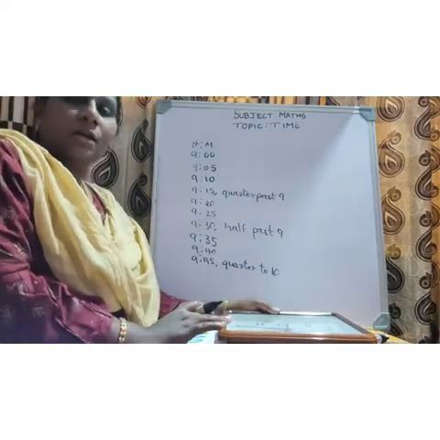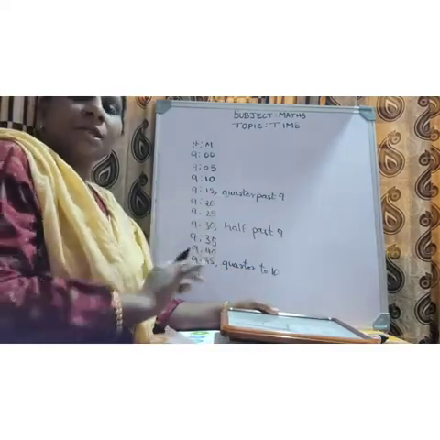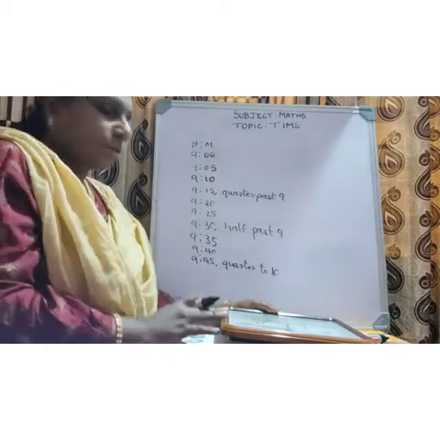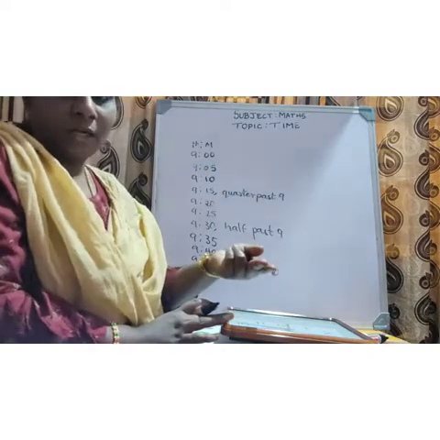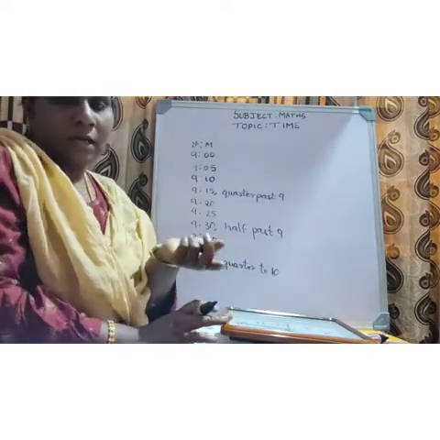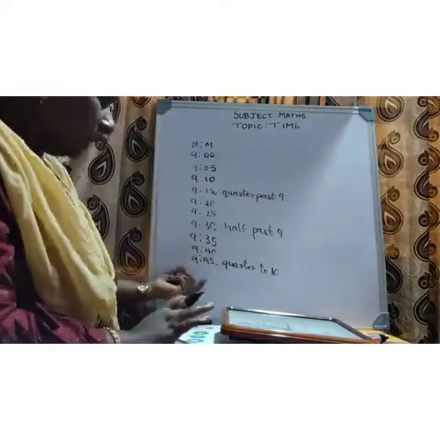Okay, understood children? 5 minutes for 5 o'clock. 10 minutes for 10 o'clock. So quarter to 10 means that it is 15 minutes for 10 o'clock. We have 15 more minutes for 10 o'clock. So that way we can tell.